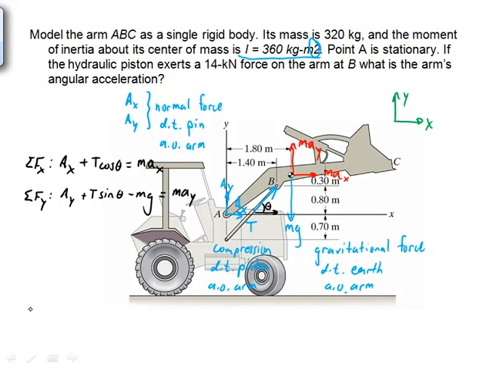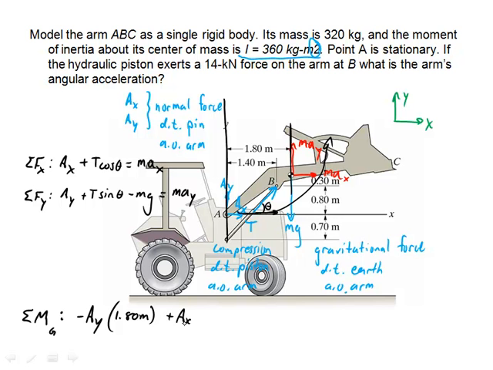And then finally the sum of the moments. I'm going to sum them about G, that way I don't have to worry about the MAs. Now if I do that, A sub y wants to rotate it in the clockwise direction, so minus A sub y, and the line of action for A sub y is here, and here's my axis of rotation, if you will, so that's 1.8 meters away. And then A sub x wants to go around counterclockwise, so plus A sub x, and the line of action for A sub x is here, below the center of gravity, that's 1.1 meters.